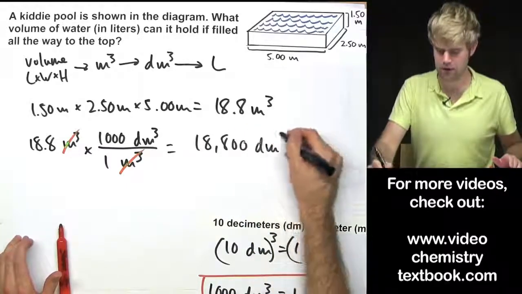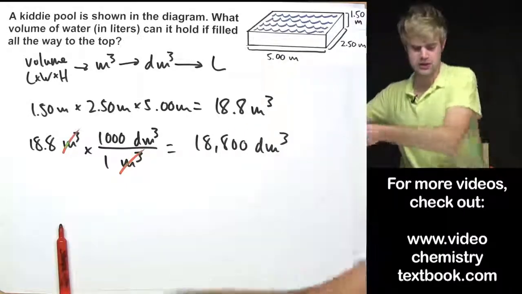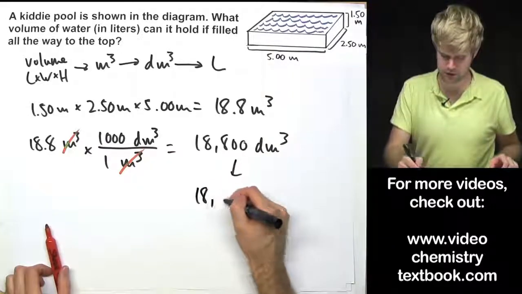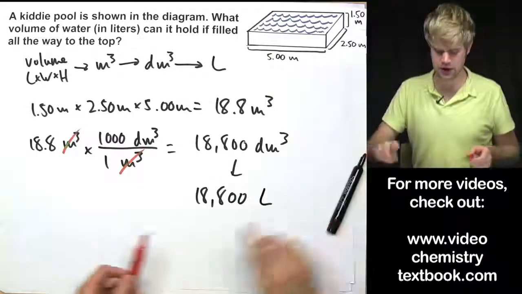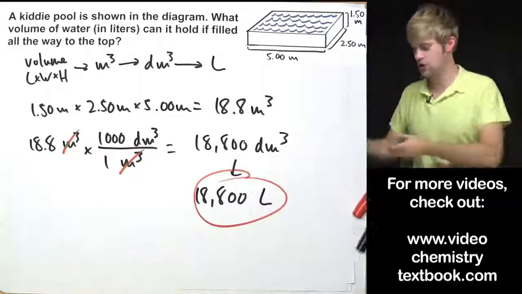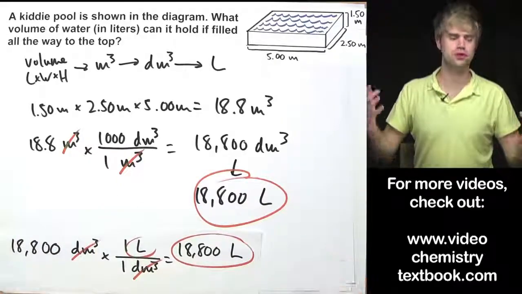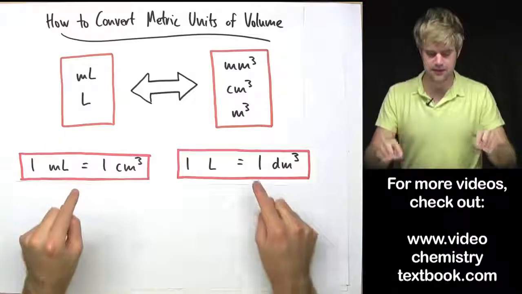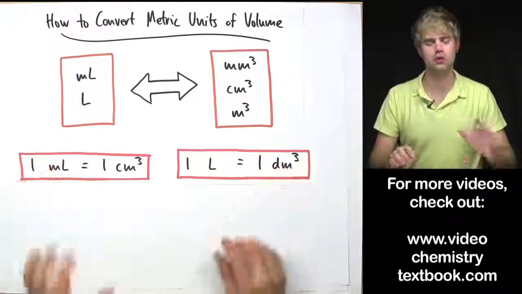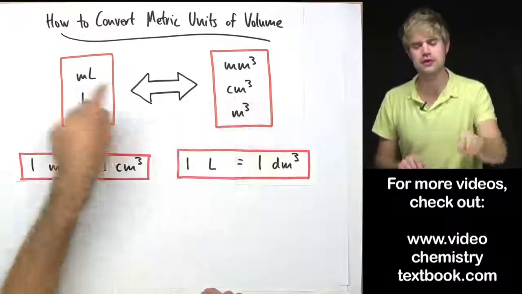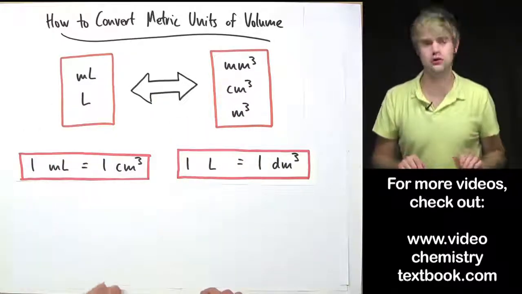Multiply through, and I get 18,800 cubic decimeters. And as we said before, those are the same thing as liters, so you can just rewrite the answer, or you can do this whole long conversion factor thing if you have to be super precise. Keeping these 2 relationships in mind will let you really easily convert between these 2 categories of metric volume units.